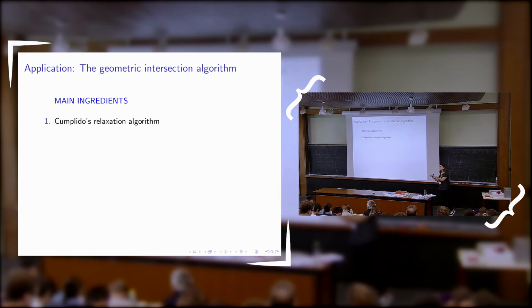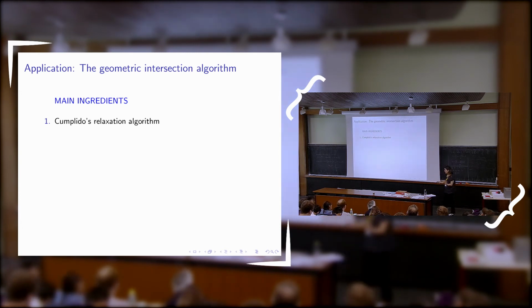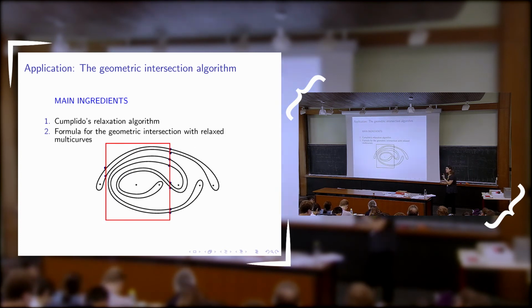Now, we know that the geometric intersection number is preserved under homeomorphisms, so if you apply the same beta to the other lamination, the geometric intersection number of L1 and L2 equals the geometric intersection number of beta of L1 and beta of L2. So Cumplido's algorithm gives me beta. I apply the same beta to both of the laminations. One of the multi-curves is a relaxed curve system, and the other one is a complicated braid. So as long as you know the geometric intersection number of an arbitrary multi-curve with a relaxed curve, then you're done. So that's the idea of the geometric intersection number.